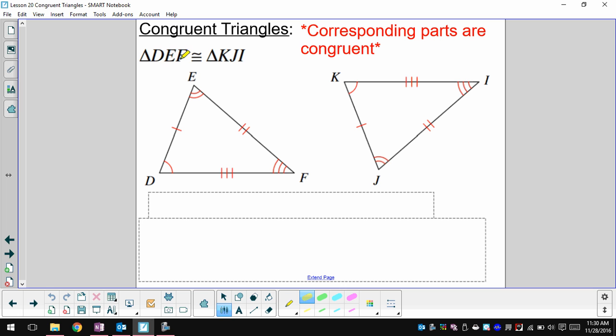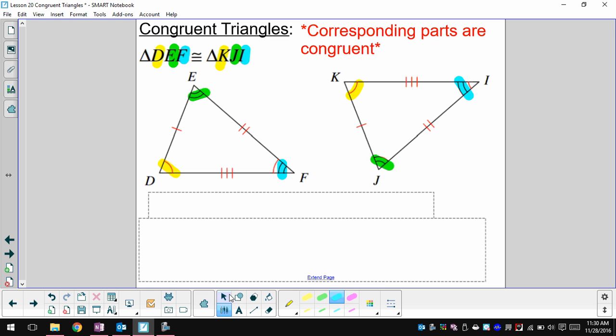So if I look at DEF and KJI, D and K are the first letters in those two names. So that means that angle D and angle K are congruent. E and J are in the middle, so you can see that they're congruent. We give them two arcs in their angles so that we know they're congruent to each other, but not congruent to D and K. F and I are congruent.